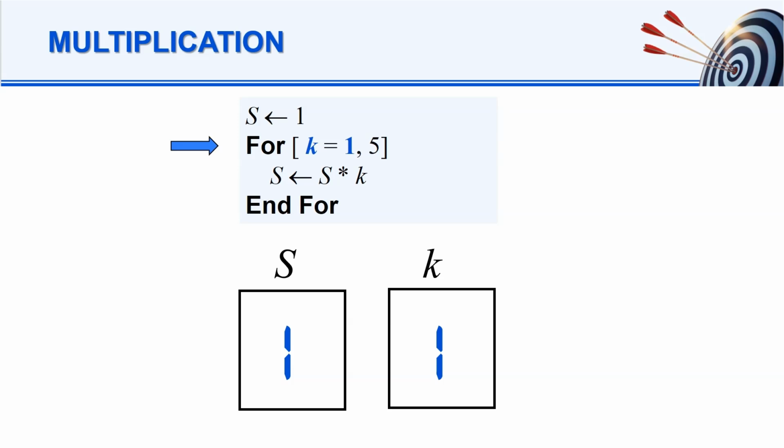The value of k is less than 5. So the loop will go on to execute the statement block. The right-hand side of the executable statement is evaluated first, which yields 1. The result is overwritten on s. That is, its value is moved to the memory location of s.